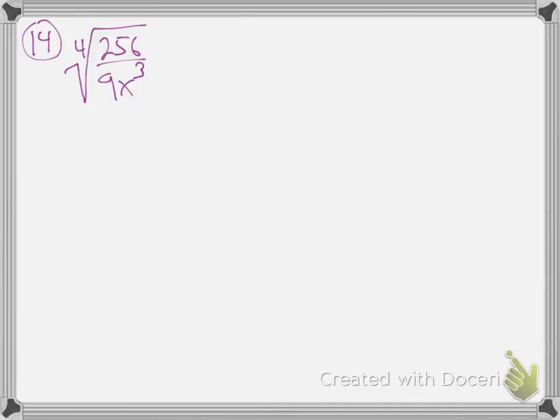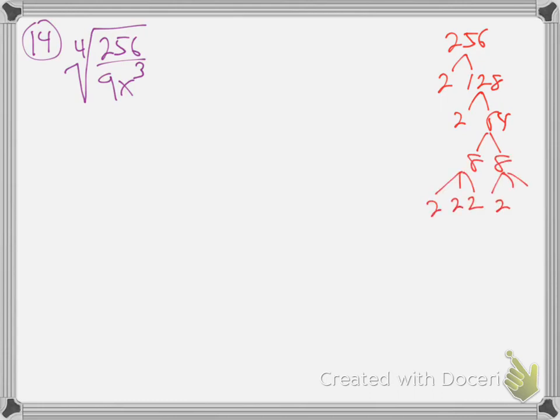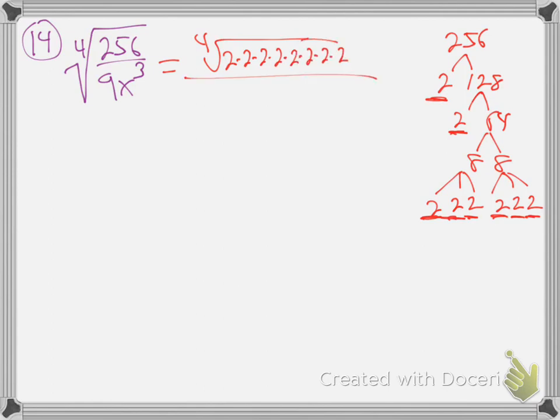Okay, so on this one, first step is to break down that 256. That'd be 2 times 128, 2 times 64, 8 times 8, and each of those is 3 2's. All right, so what do we got? 1, 2, 3, 4, 5, 6, 7, 8 2's. So that's going to be the 4th root of 8 2's on the top. The bottom is the 4th root. Now 9 is 2 3's, and x cubed is 3 x's.